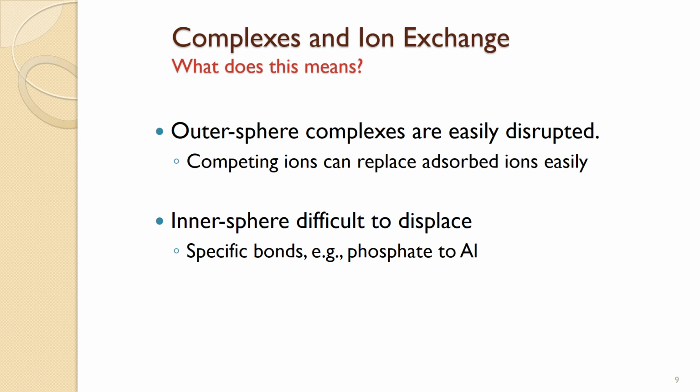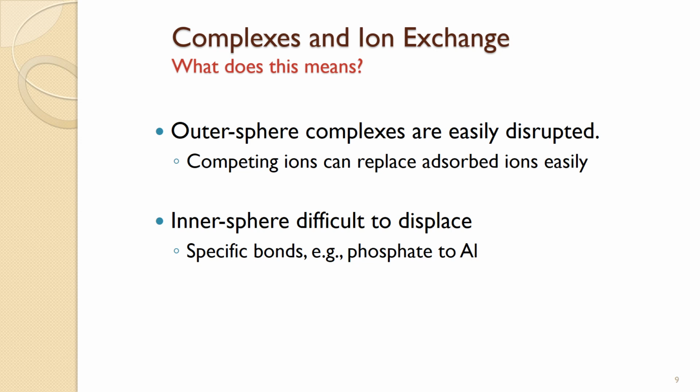So what does this all mean? Basically, outer sphere complexes are very easily disrupted. The competing ions can replace adsorbed ions very easily, and the inner sphere interactions, which are difficult to displace, are really specific, very purposeful, and very hard to break. So the inner sphere are almost permanent. They're very difficult to displace, and they're very specific.